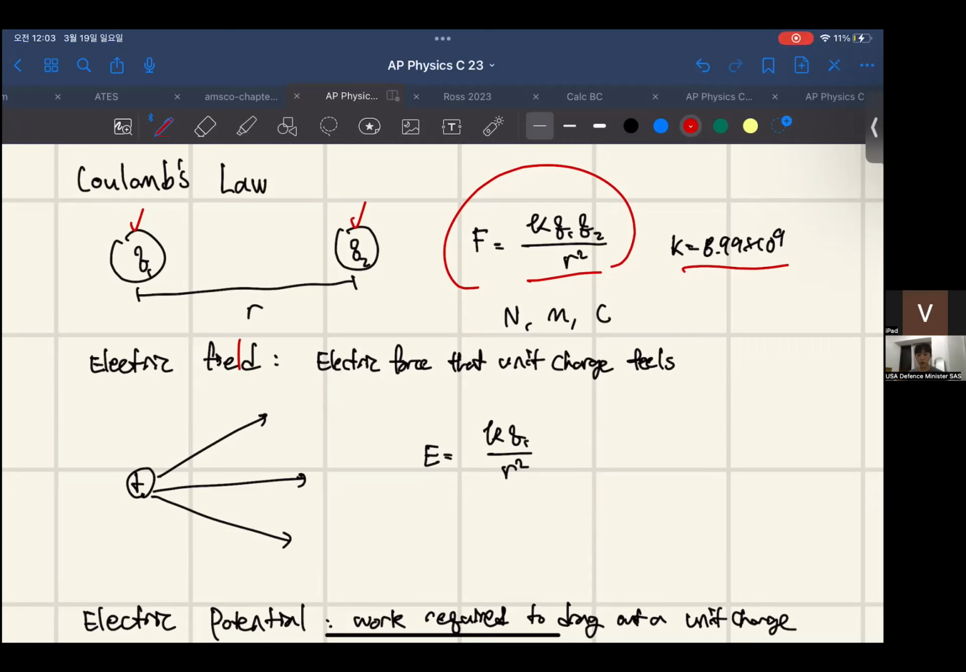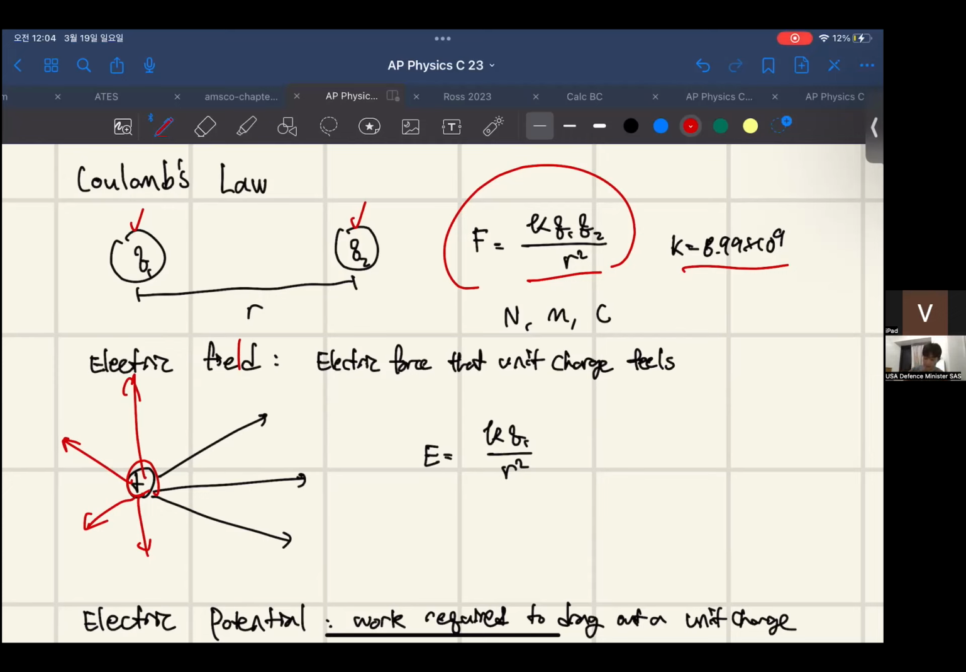So when you have a charge, this time we're not talking about a pair of charges, or two charges, but just a singular charge. Now, if you have a singular charge, then this charge would make an electric field. It would make these arrows coming out from it. And what these arrows show is how positive charges would get force.